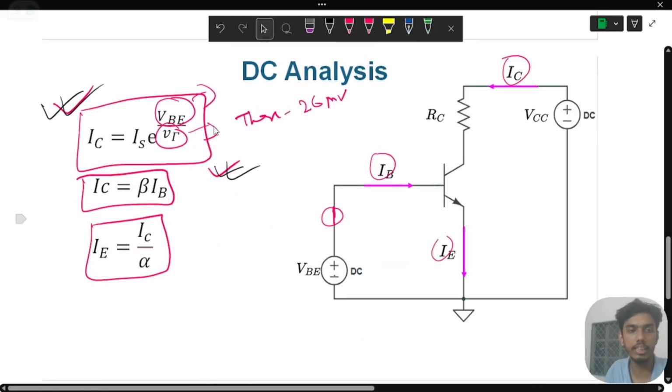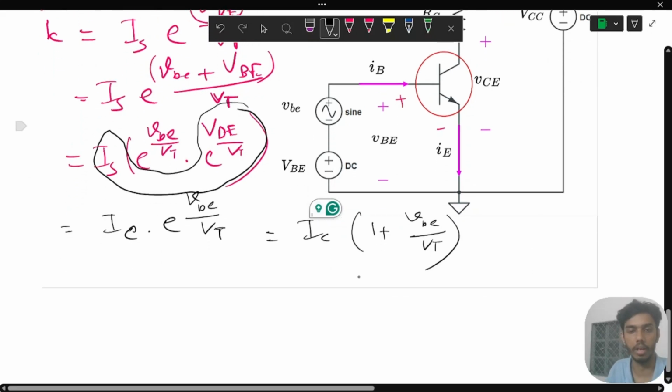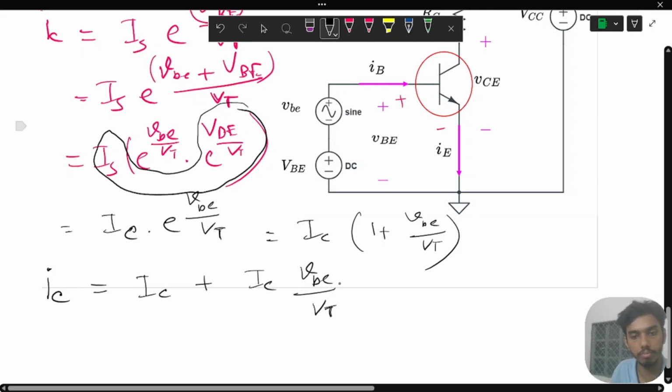So this becomes the DC collector current. Okay, so we can write it in this manner: i_C is I_C, the DC collector current, times e to the power v_be by V_T. I think this is very easy to understand. Now we'll try to use a binomial approximation of e to the power v_be by V_T, which will give i_C equals I_C times (1 plus v_be by V_T). Now we'll expand this a bit further. So i_C will be equal to I_C plus I_C v_be by V_T. I think this is very easy to understand.